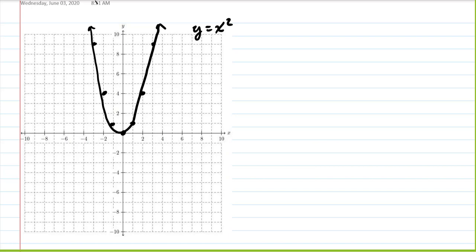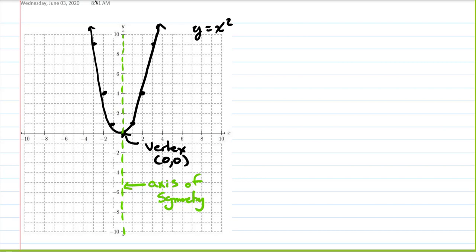So if we make a few observations, we look at a parabola like this, and the first thing that we're going to note is that this graph has y-axis symmetry. So we're going to note that our graph has an axis of symmetry. This axis of symmetry goes through the lowest point on our parabola, which is called the vertex. And in this case, our vertex is located at the point 0, 0.